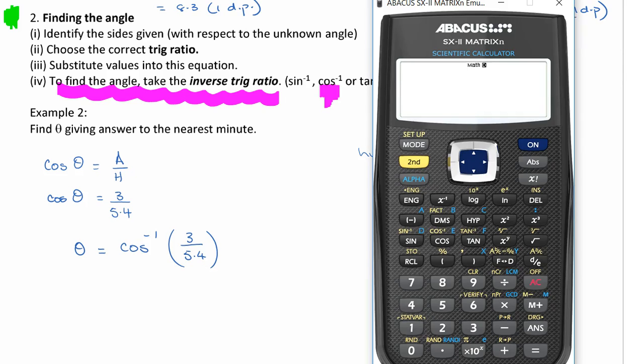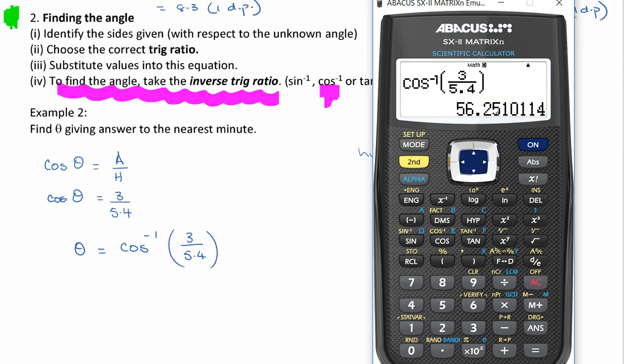We write theta equals cos inverse of this fraction 3 over 5.4. Now, to access anything written in yellow, you firstly press the yellow button. Second, and we want that cos inverse, cos, and we'll put our fraction in as 3 over 5.4. And it is important that you close the bracket here, otherwise you'll get an error. And that will come up as a decimal, 56.25.